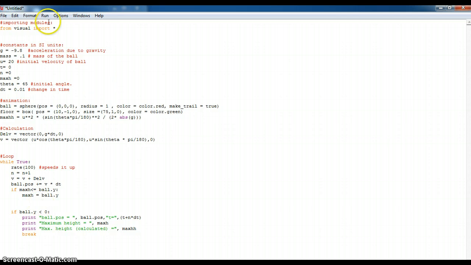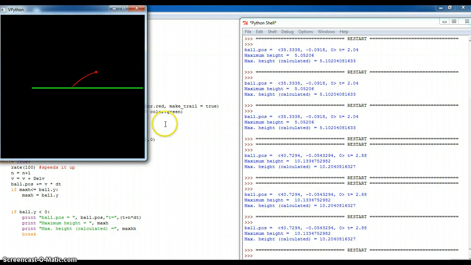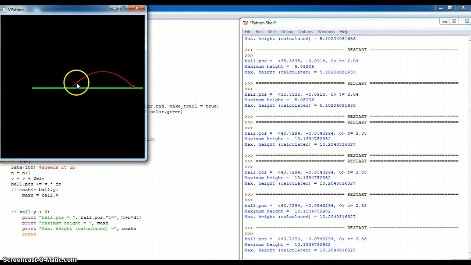Now just let us run the program and see what happens. After running the program, we see the projectile motion at 45 degrees, and we find the position of the ball to be following: time to be 2.88 seconds, maximum height to be 10.1, and maximum height, which we calculated using the formula, to be 10.2.